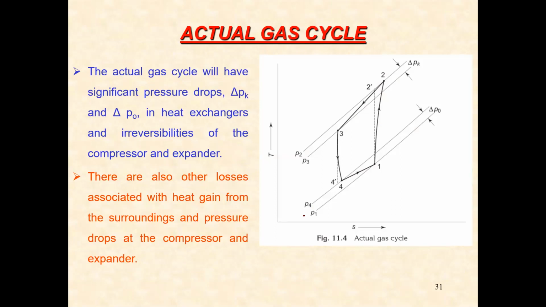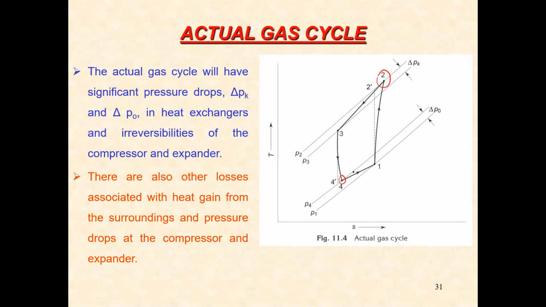So if you will see here, actually the system is operating between the highest pressure pk and the pressure P4. Okay, so what happens in this particular case is, let me start from point number 4 actually. So 4 is the outlet of the expander actually.